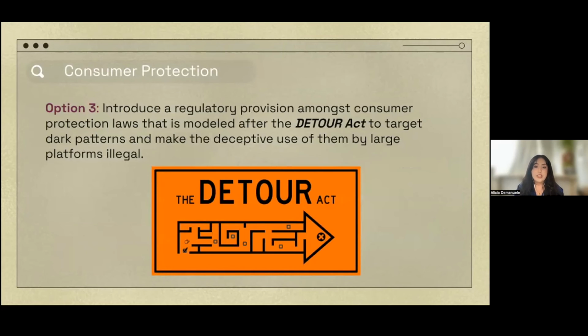The DETOR Act, which stands for Deceptive Experiences to Online Users Reduction Act, was introduced as a bipartisan bill in 2019 in the US, and it made it illegal for large online services who possessed over 100 million monthly active users to engage in dark patterns, or more specifically to design, modify, or manipulate a user interface with the purpose of substantially affecting, obscuring, subverting, or impairing user autonomy, decision-making, or the choice to opt out and consent. In Canada, provincial and territorial consumer protection legislation, like the Ontario Consumer Protection Act, can be modified to incorporate DETOR-esque elements that go beyond merely looking at unfair practices.